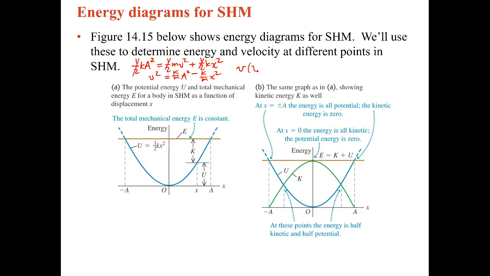So this means that v as a function of x, not as a function of time, but as a function of x, is the square root of k over m, which we recognize, times the square root of A squared minus x squared. We can see that this makes sense because when x is equal to A at the endpoints, the velocity is 0. Also, when x is equal to 0, when we're in the middle, then we get a velocity equal to A root k over m, which you might recognize as omega A, which we've previously identified as the maximum velocity.